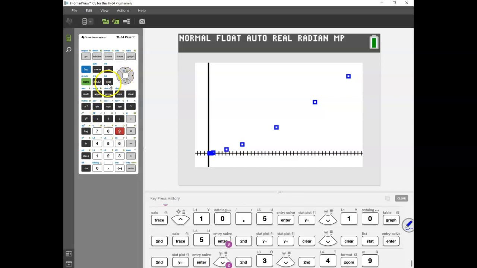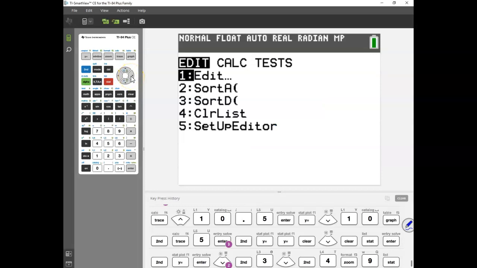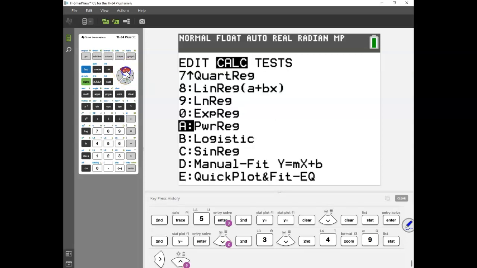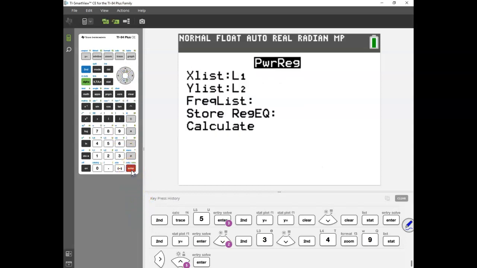All right, so go to stat. Once you have your data all entered, everything looks good, this time go over to calculate and then scroll until you see power regression. This is the one that's down at A. Okay, so remember, you got to figure out where your data was. Mine's not here, so I need to change this to list 3 and list 4.